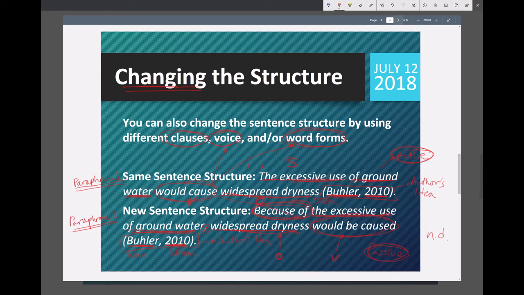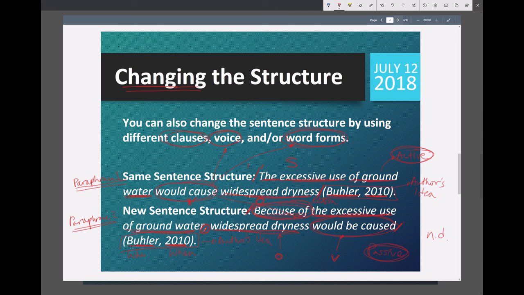When you change the voice, you're going to need to add in more words. You're going to need to break the sentences down into different clauses. Here, in your paraphrase 1, there's only one sentence, no commas, just one clause. When you change to a passive voice, most often you'll end up with two clauses, a comma here, and then you need to add connecting words to make one clause the main clause, and the other clause the dependent one. Widespread dryness would be caused because of the excessive use of groundwater.